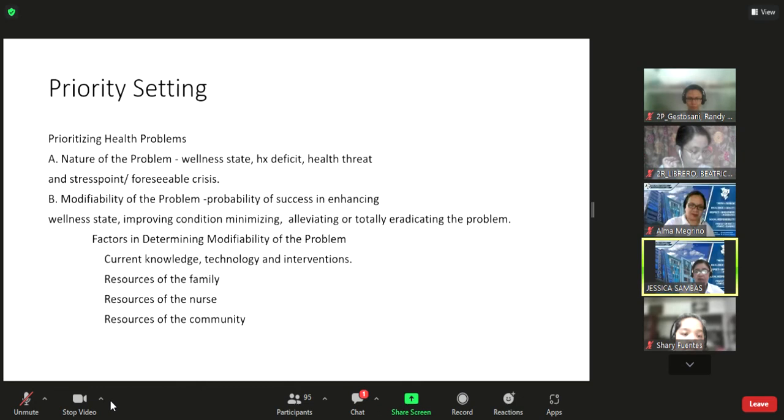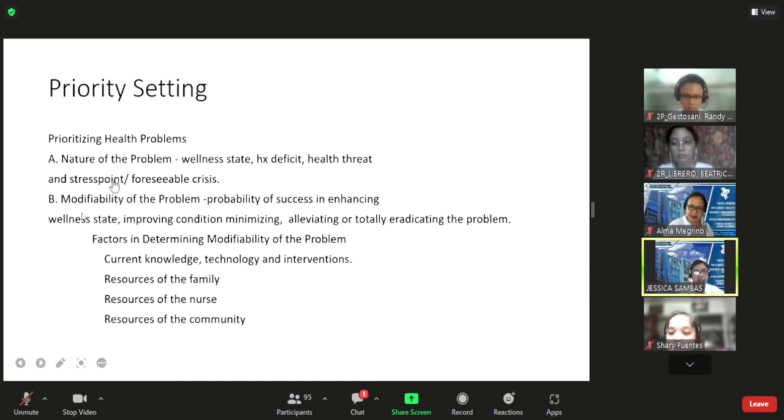Now, how are we going to go about it? Now, if you have already your identified health problem, we are going to prioritize it based on the following criteria. Okay. Now, what's the first criteria? The first one is you need to identify what is the nature of the problem. Anong category ng health problem mo? Wellness state ba? Health deficit? Pasensya na ha, nag-abbreviate ko diha. Health deficit, health threat ba? Stress points or foreseeable crisis. Later, you will see there is a corresponding scale for every criteria and for every choices.